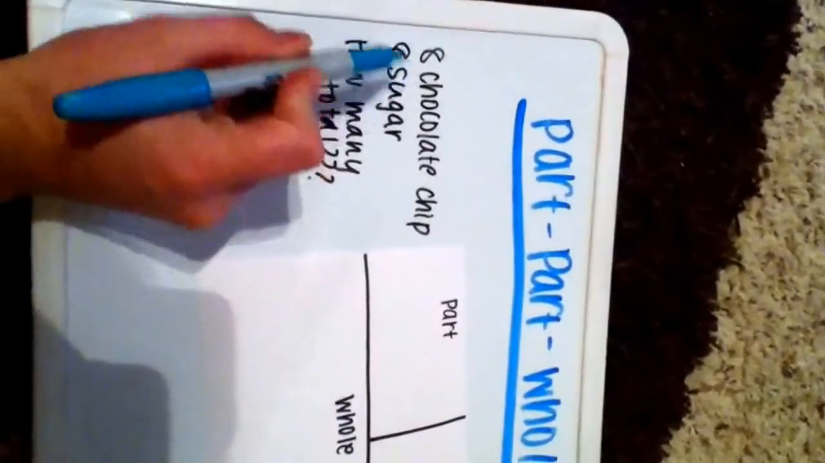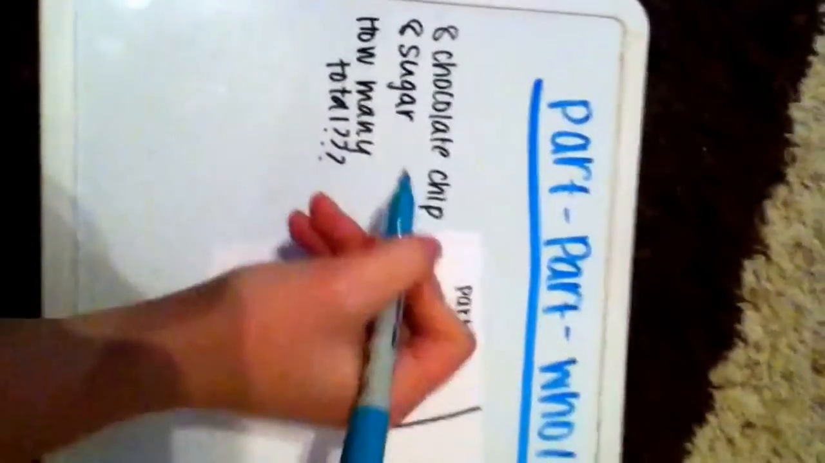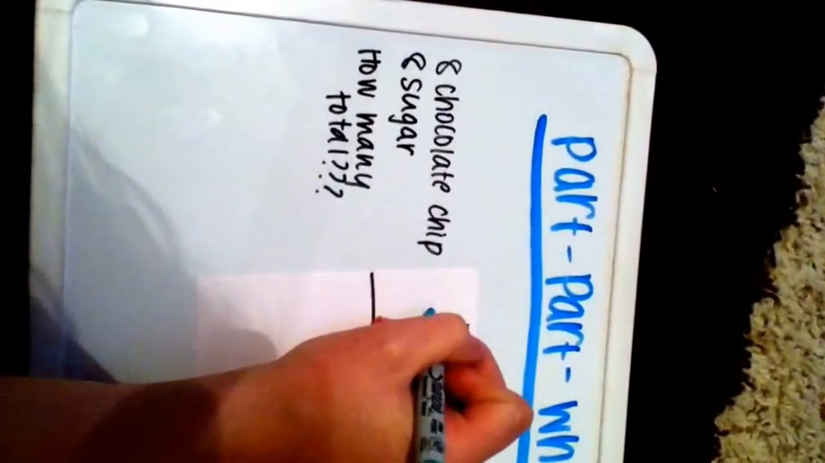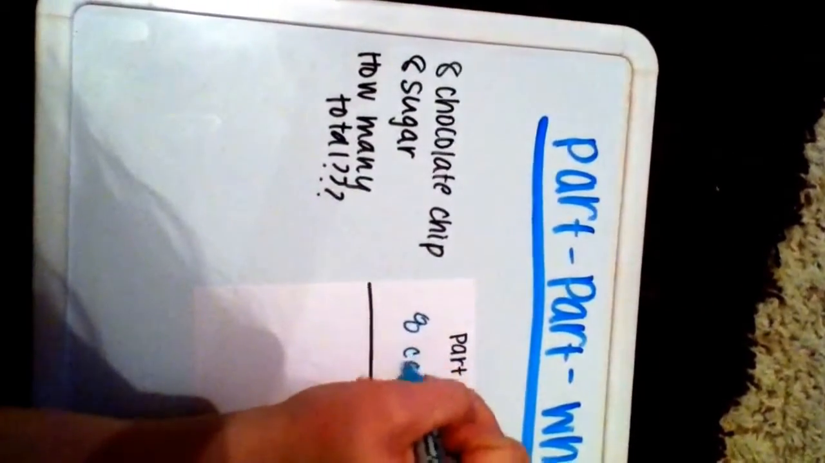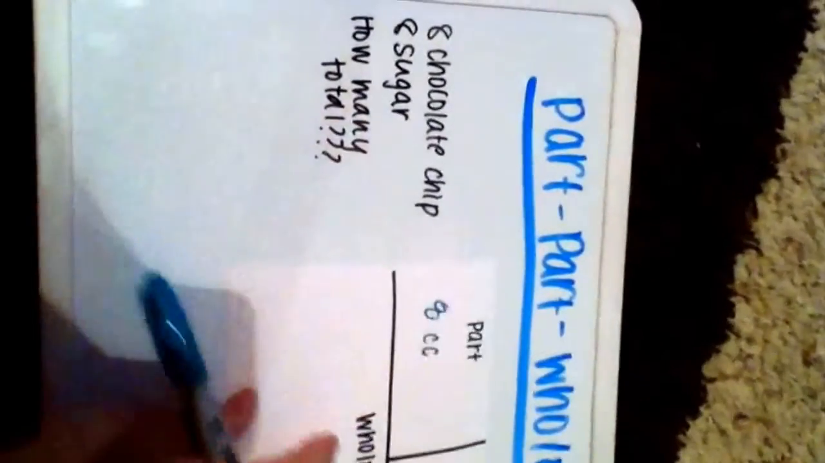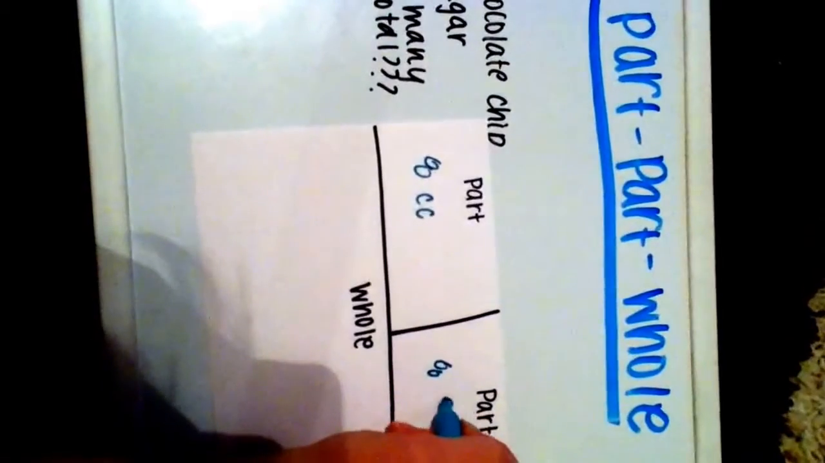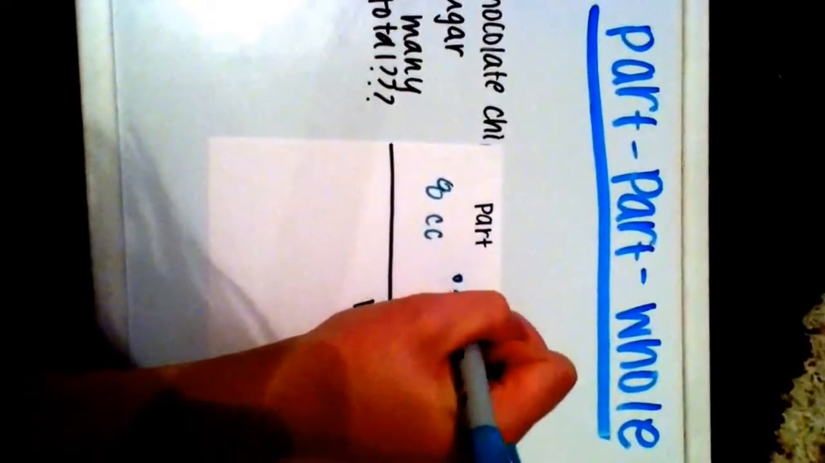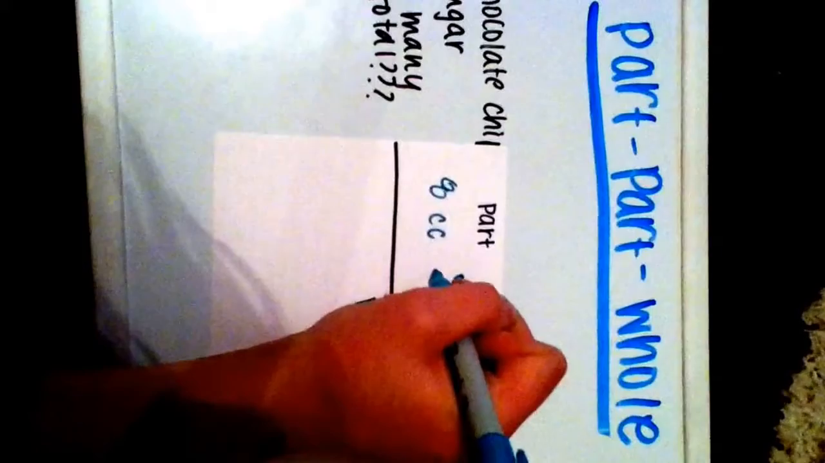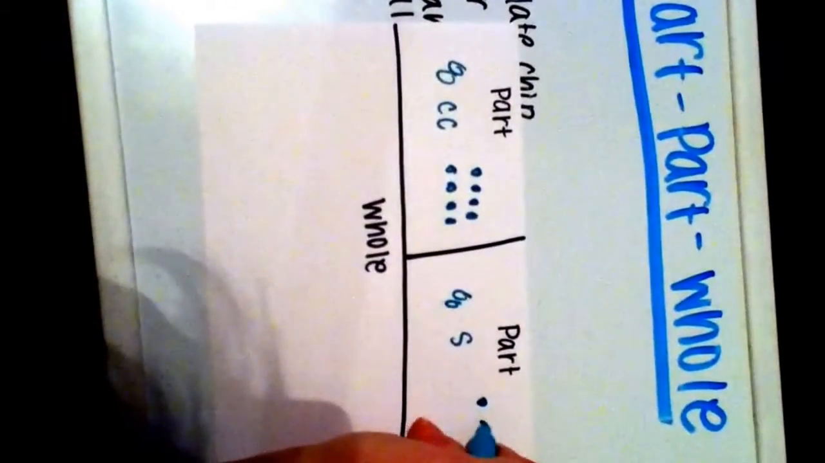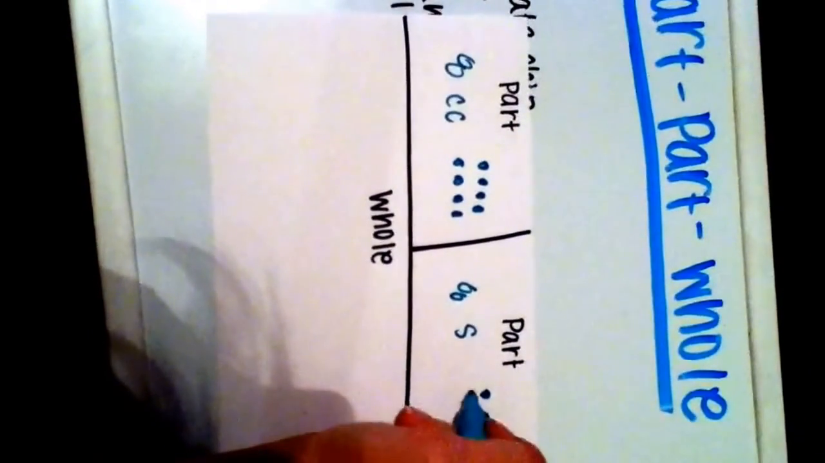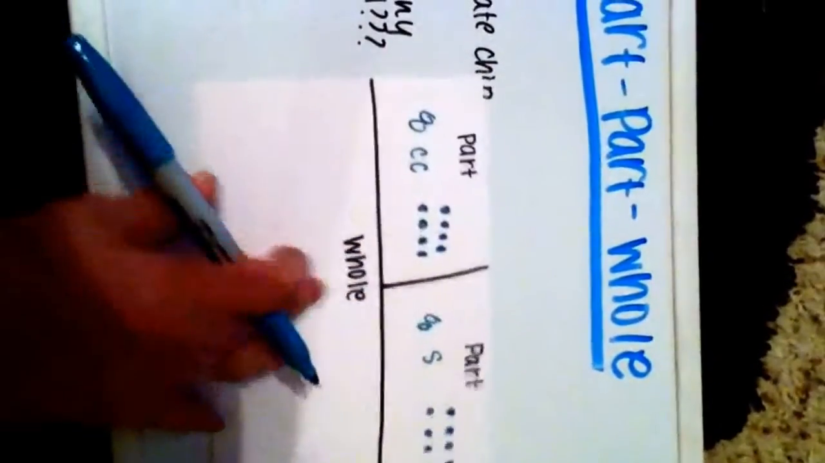So the first thing we're going to do is, we know part and part. So we can have 8 chocolate chip cookies, and then we know the other part is 8 sugars. We can also do this through dots. 1, 2, 3, 4, 5, 6, 7, 8. So that might be an easier way to count these up. And then we're going to also have 8 sugars. 1, 2, 3, 4, 5, 6, 7, 8. So how many whole? That's the question.